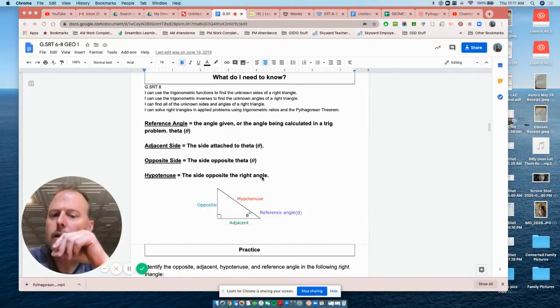So if we look at this, the reference angle is the angle that the problem is referring to. If I'm talking about the adjacent side to that angle, it's the side that's connected to it. The opposite side is the side that's opposite that angle, or the side that the angle opens up to. Okay, so this is the opposite side. The hypotenuse is, again, the side that's opposite the right angle.